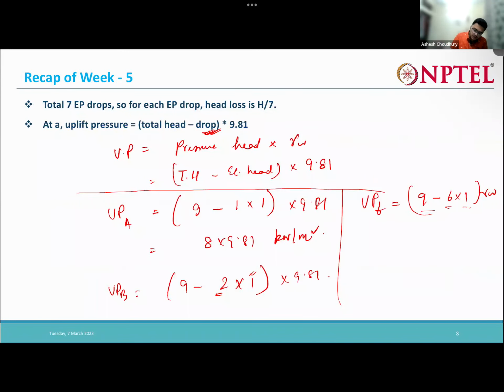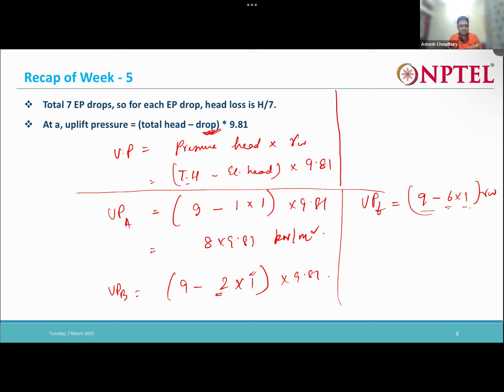Now, okay, so like this. So one more in another way, it can be more clear. What I wrote here is that my pressure head is equal to total head minus the elevation head. So elevation head plus pressure head gives my total head. This thing we actually learned in the previous classes also.